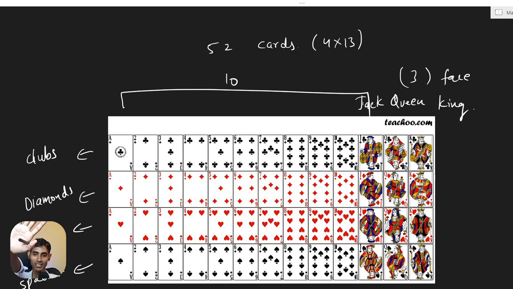How many red colored face cards? Yes, Nandita. Six. How many non face cards that are colored red? 20.